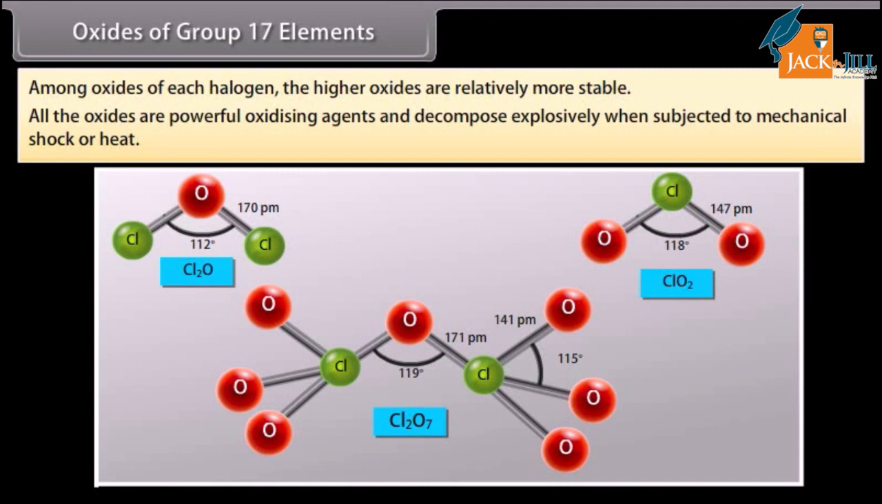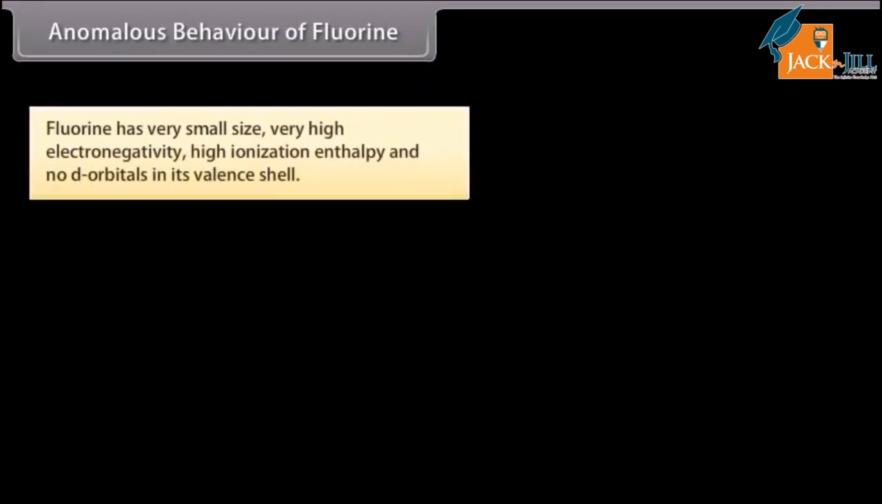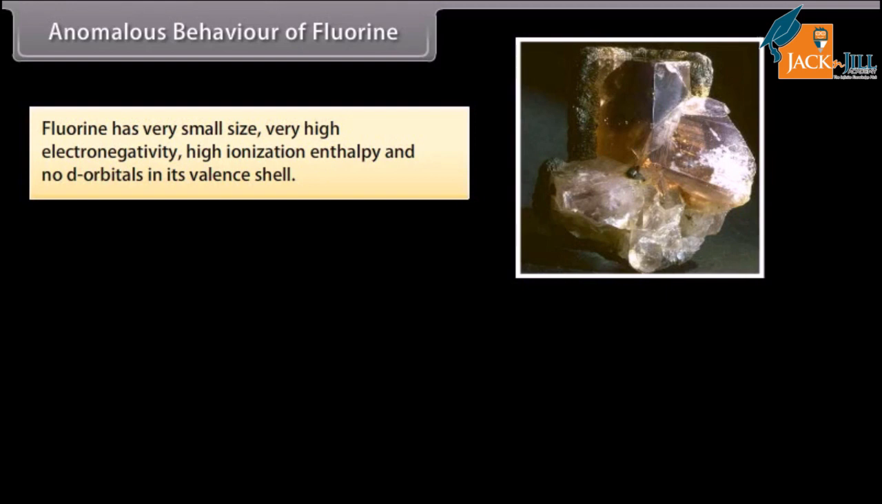Anomalous behavior of fluorine. Fluorine has very small size, very high electronegativity, high ionization enthalpy, and no d orbitals in its valence shell. It exhibits some different behavior from other elements in the following ways.